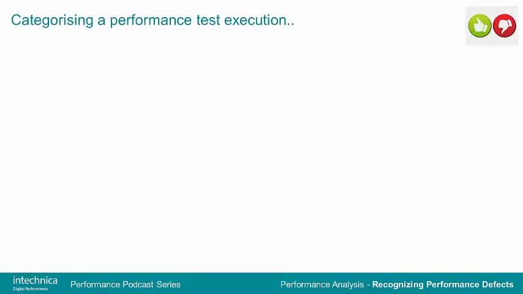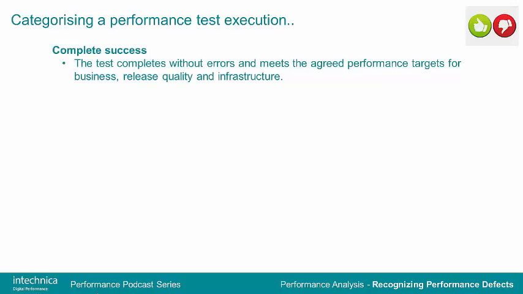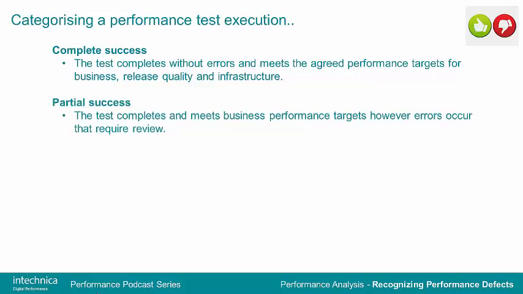So it's important to categorize the different types of results that you can get from performance testing. At Intechnica we use 4 types. First of all, complete success. The test completes without errors and meets the agreed performance targets for business, release quality and infrastructure. So this is the desirable result. Partial success. The test completes, meets business performance targets, however some errors have occurred that require review. After review, we may change the rating to complete success depending on the significance of the errors.